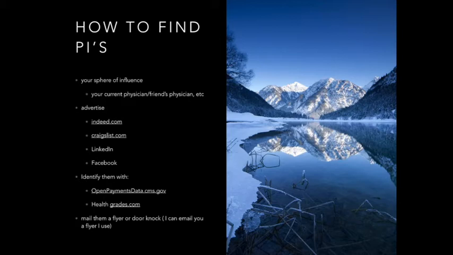All right, so here's how to find PIs. Start with your sphere of influence. You know someone, or you yourself have your own physician. Start with them. I ask my doctors all the time. Remember, I said always be recruiting physicians? Each time I go to my doctor, I ask them, hey, are you interested in research? Do you know any colleagues that have mentioned that they're potentially interested in clinical research? Let me know. I've been able to network with many physicians just by using my own sphere of influence.